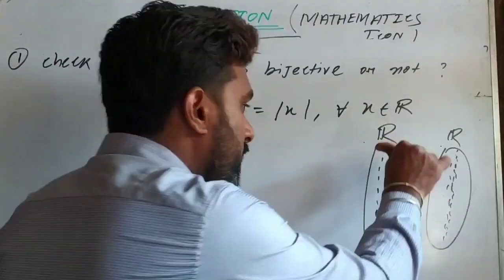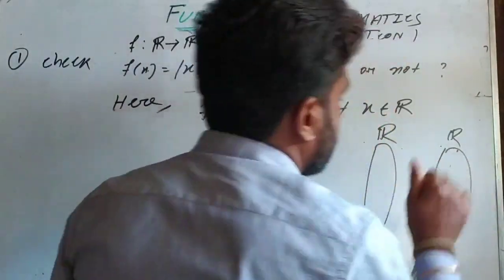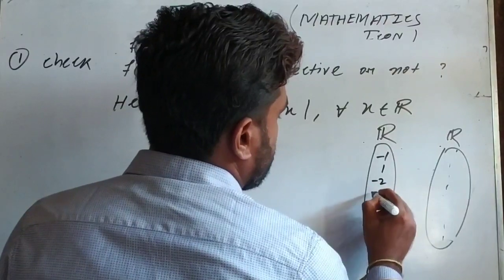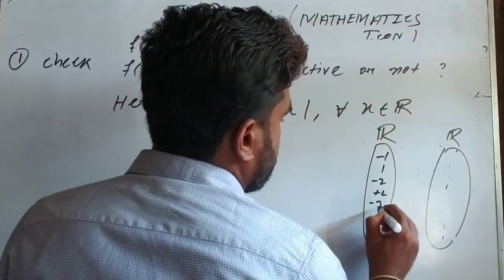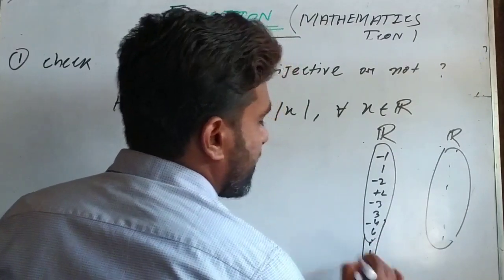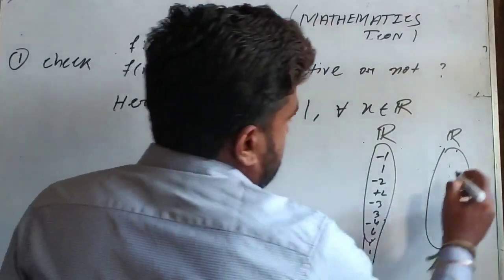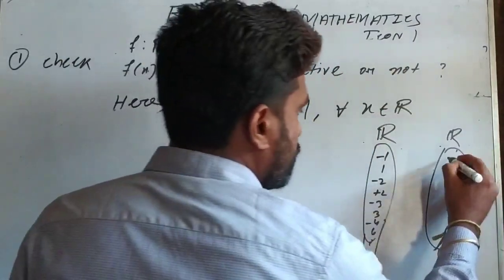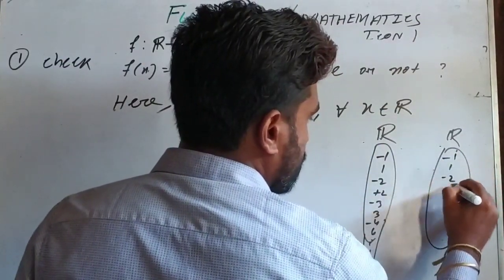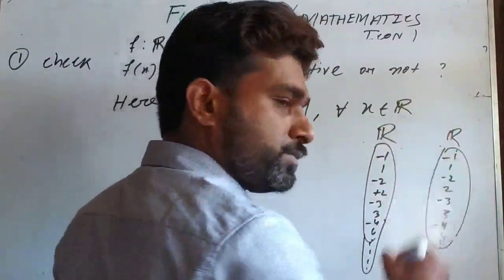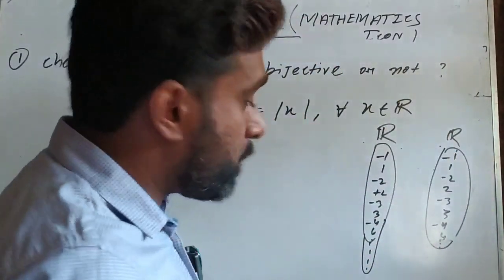Right? Suppose let us choose some values: minus 1, plus 1, minus 2, plus 2, minus 3, plus 3, minus 4, plus 4. So the real number set continues like this. Now the same set, the real number set, the same values will be there: minus 1, 1, minus 2, 2, minus 3, 3, minus 4, 4, dot dot. It will continue up to infinity.